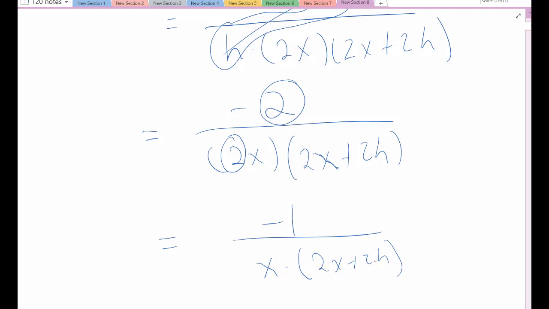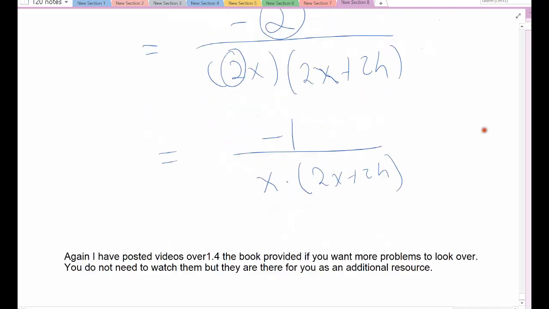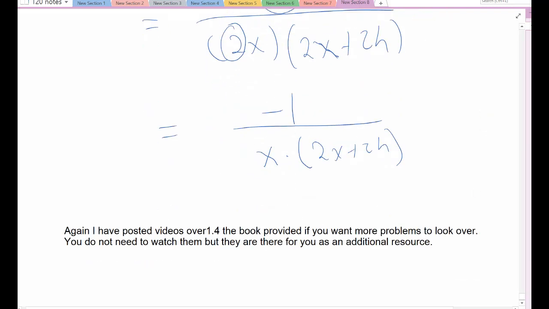So make sure that you look over these. I posted videos from the 4.4. Again, if you want to look at those, you can. They've got some more quotient rule examples, so again, it's optional. You don't have to. The book just has some nice videos that they've already pre-done. With additional problems, you can look at some average rate of change and some more on the difference quotient. It's just an additional resource that's free to you as part of purchasing the book.